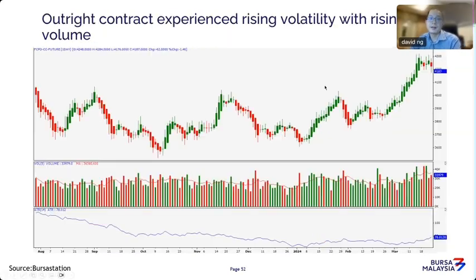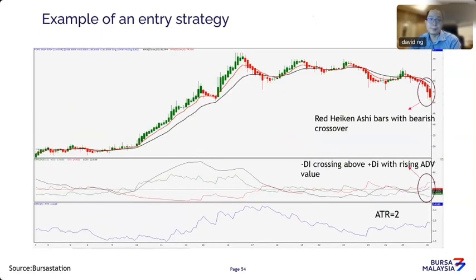And how do we do that? In this example here, regardless of the time frame you're looking at, the ATR value will be adjusted accordingly. Here we have a 30 minute time frame. You have red Heiken Ashi bars trading below the moving averages, and you have the negative DI crossing above the positive DI with a rising ADX value. Now, this usually is a classic example for you to do a short entry on this calendar spread.